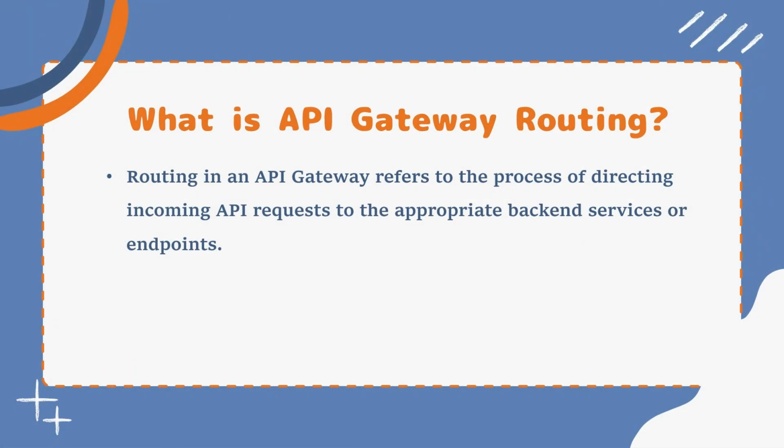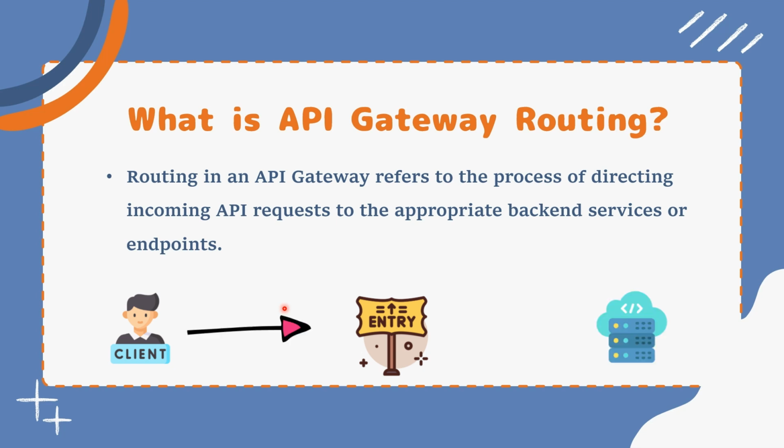What is API gateway routing? Routing in an API gateway refers to the process of directing incoming API requests to the appropriate backend services or endpoints. This simply means that API has a single entry point, which means it may have some functionality to direct different requests to the different app servers at the backend, and that is called routing.